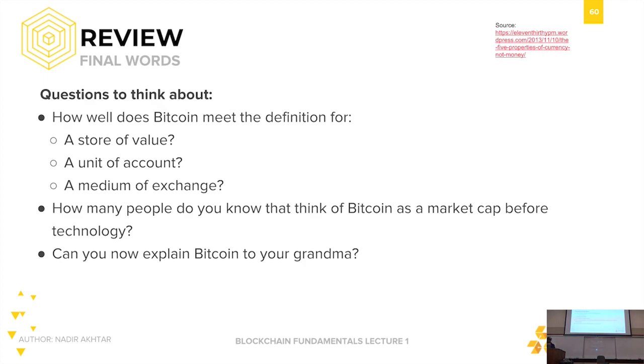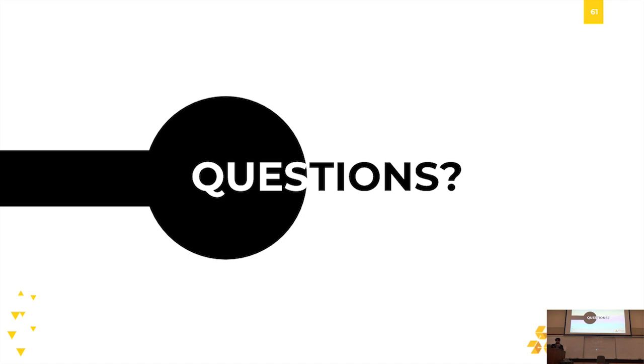So some final words or some questions to think about are, how well does Bitcoin meet the definition of these three particular things that currency should enable? Store of value, unit of account, medium of exchange. How many people do you know that think of Bitcoin as a market cap before they think of it as a technology? And can you now explain Bitcoin to your grandmother? Perhaps not with the detail here, but in like 5 minutes, yeah, you have a bunch of people voting on stuff. Are there any questions before we wrap up?